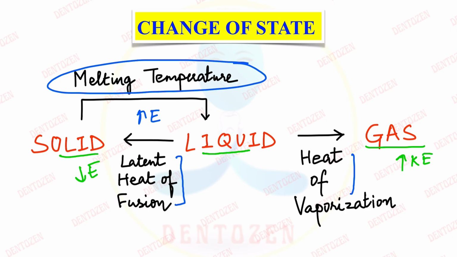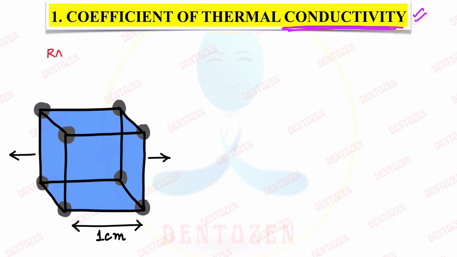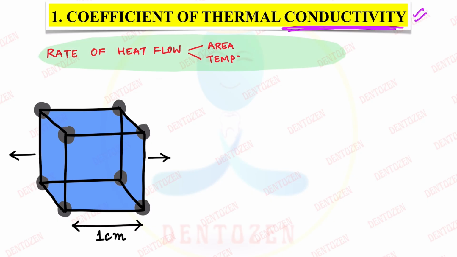So whenever there are thermal changes, how that heat is passed through these solid substances, with that comes the first concept, that is coefficient of thermal conductivity. Conductivity is how heat is transferred, how heat is passed through a solid substance. The rate of heat that is transferred through a substance is based on two factors. So what are those two factors? First is the area, second is the temperature gradient.